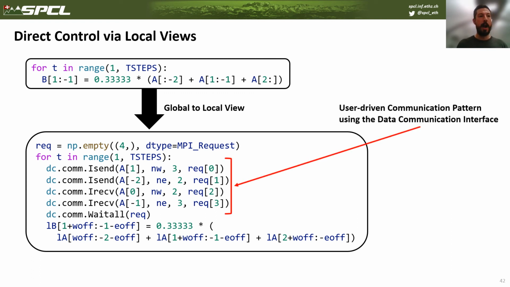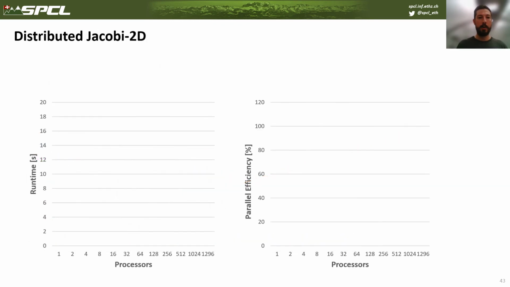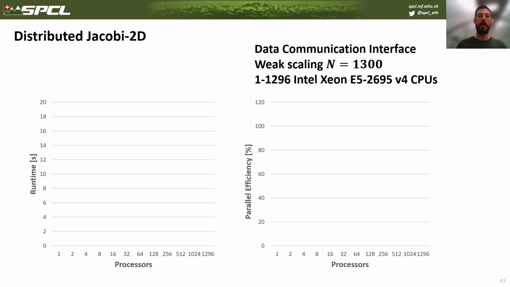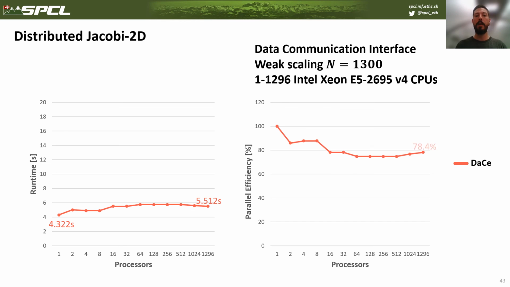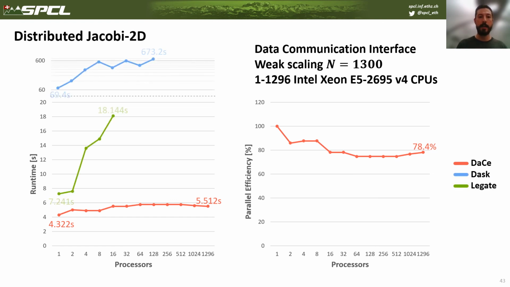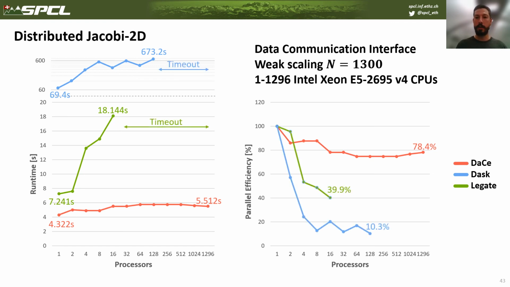And let's see how this code performs, or to be more specific, the 2D version of it, Jacobi 2D. We perform again weak scaling experiments on the Piz Daint supercomputer, again up to 1300 CPUs. And again, we have on the left the runtime and on the right the parallel efficiency. In this example, Dace achieves almost 80% parallel efficiency at scale. And if we compare with Dask and Legate, Dace is again faster and more efficient.